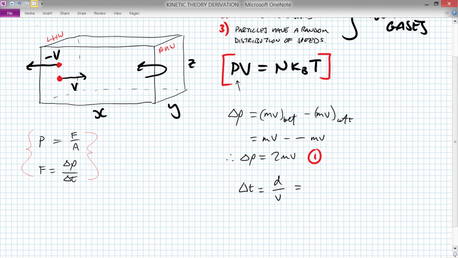And it's travelled from here, from the left-hand wall to the right-hand wall and back. And this side of my box has dimensions or length x. So it's just going to be that. So let's call that equation 2. That's my time that it takes all of this to happen. Now we can sub that in down here.